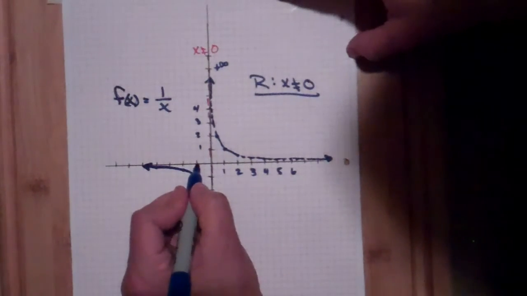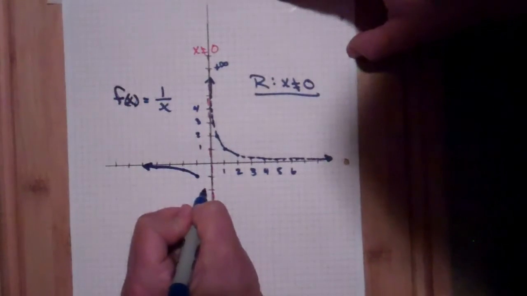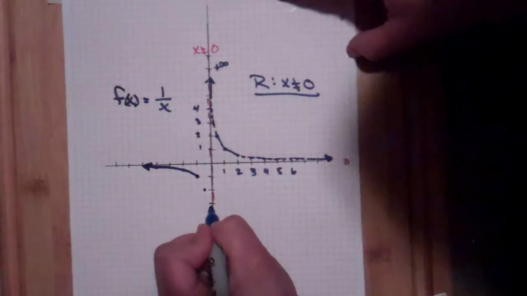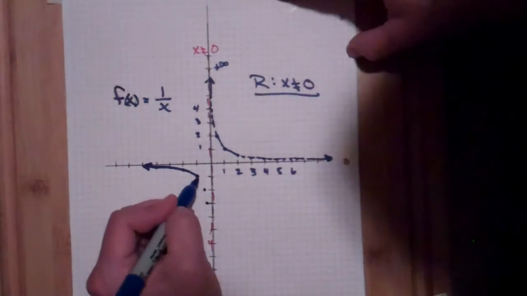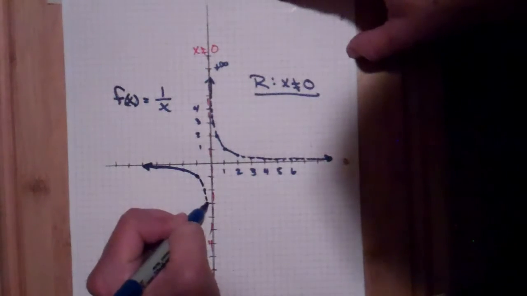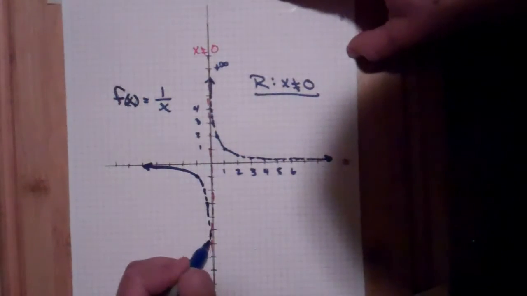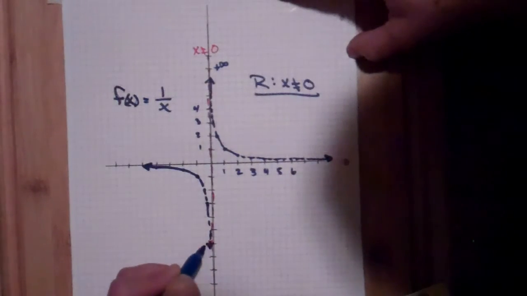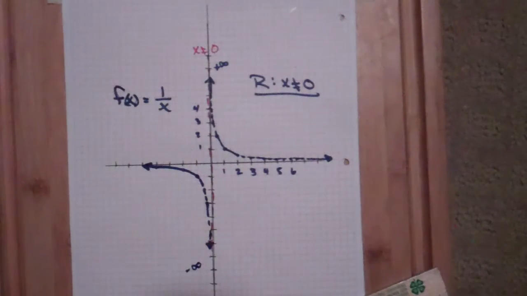When I come the other way, at -1/2, 1 over -1/2 would get me down to -2. 1 over -1/3 would get me to -3, and so on. I will approach the y-axis on the left-hand side. The closer I get to 0 for x, the closer I get to negative infinity for the y value.